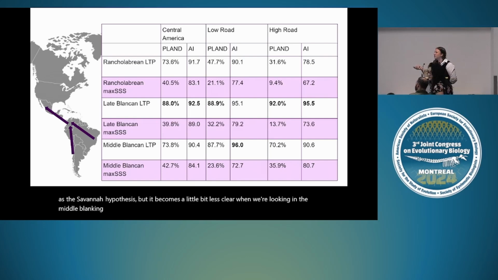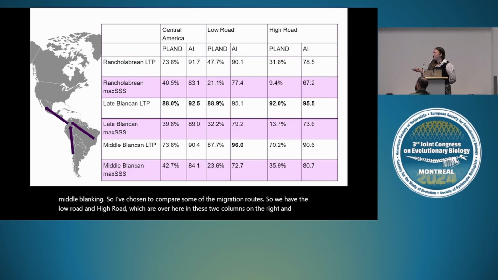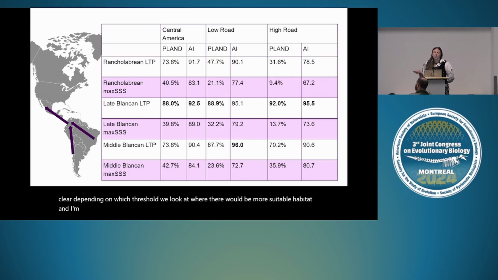So I've chosen to compare some of the migration routes. We have the low road and high road, which are over here in these two columns on the right. And it's less clear depending on which threshold we look at where there would be more suitable habitat. I'm actually trying at this moment to hindcast the model back even further to about 5 million years ago, so we can see before our first occurrence of Glyptotherium 4 million years ago, and what those different corridors might look like then.